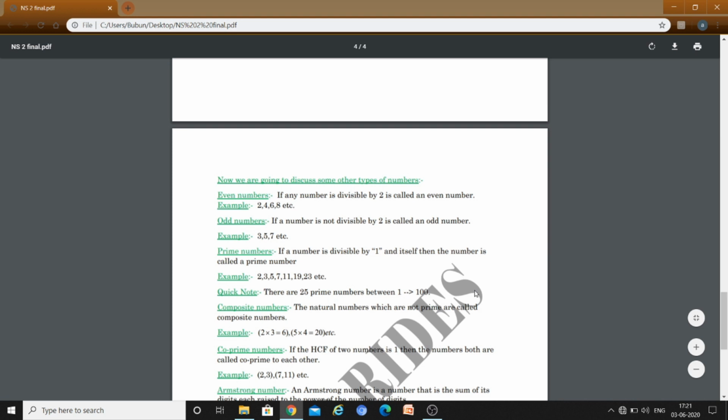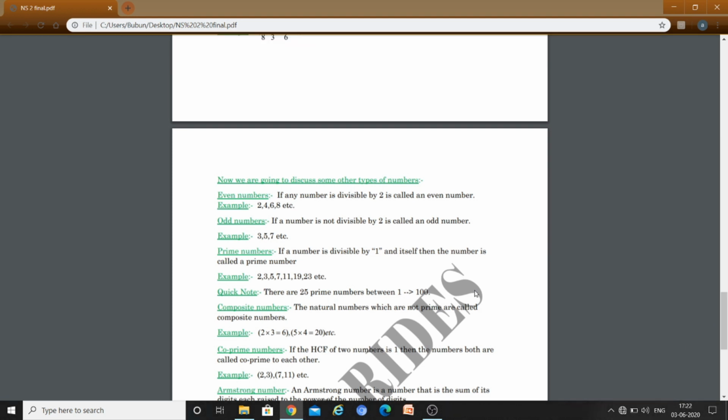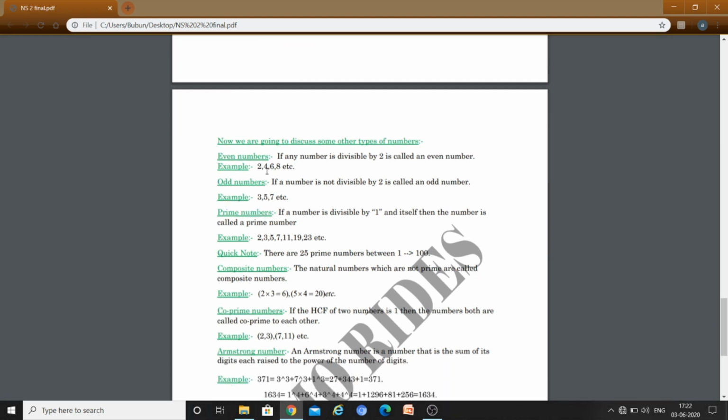Now we are going to discuss some other numbers. Okay, other types of numbers. Even numbers. If any number is divisible by 2, it is called an even number, like 2, 4, 6, 8, etc. Look, this 2, this 4, this 6, this 8 or 10 or 12 all are divisible by 2. So we can say that these numbers are even numbers.